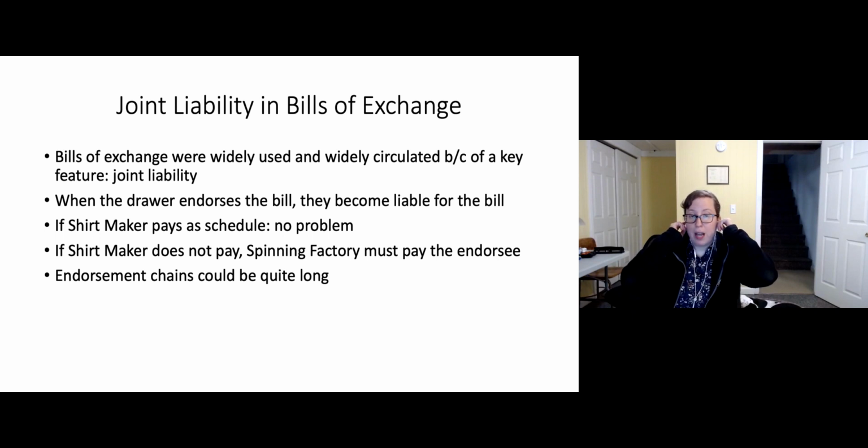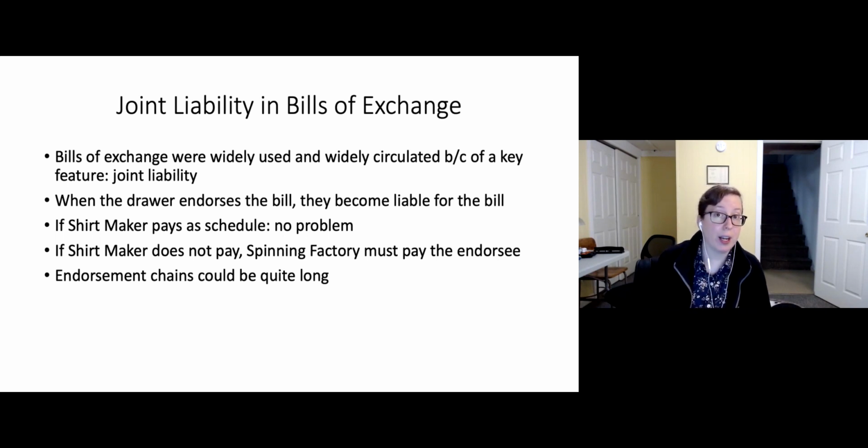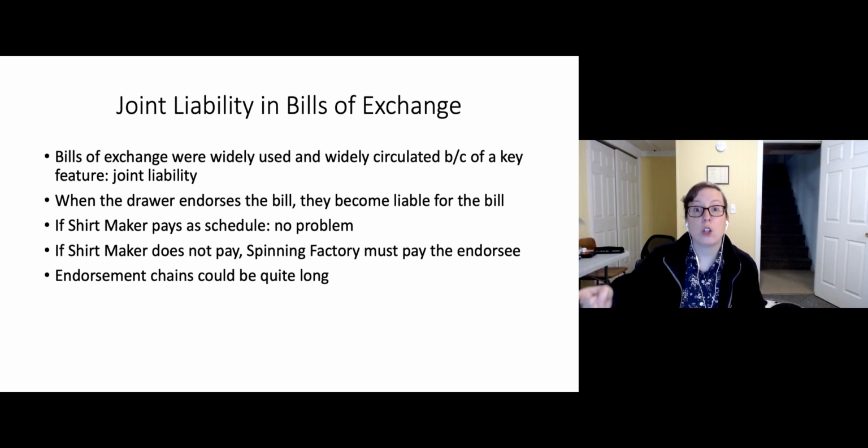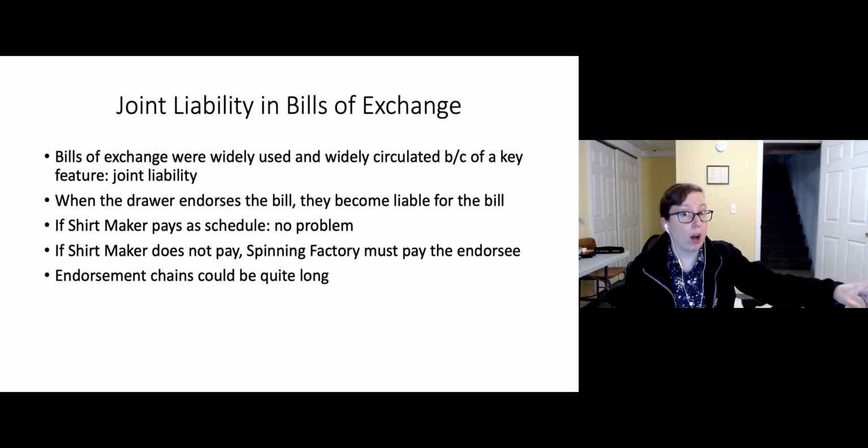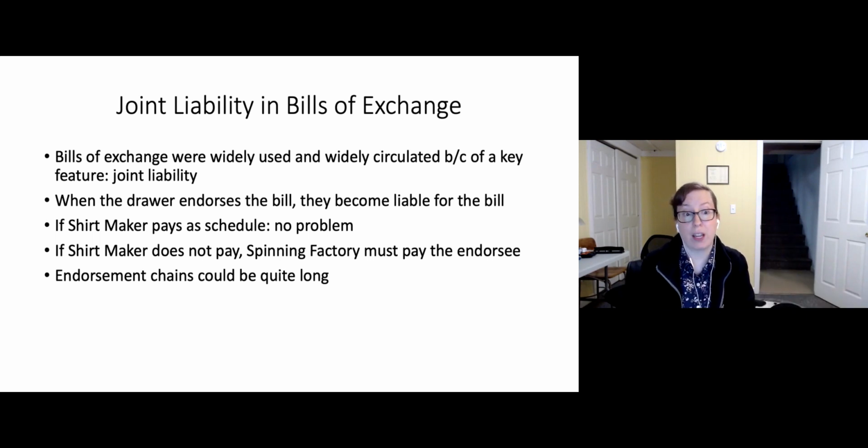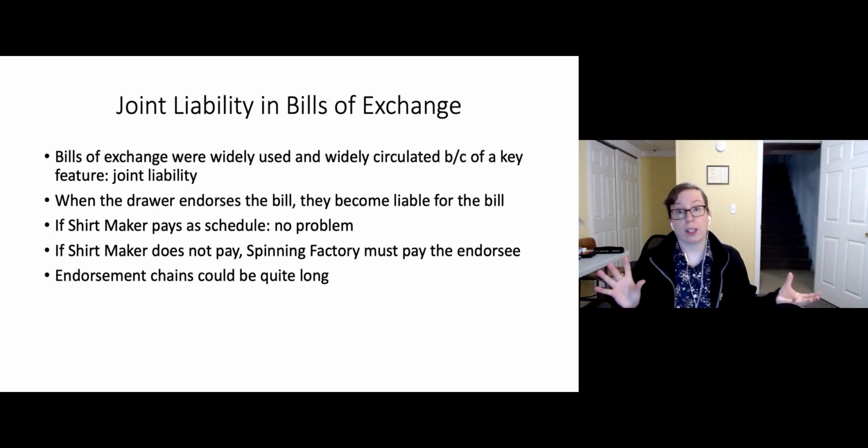If the shirt maker turns out to be a scofflaw, or they make shirts that are terrible and they can't sell them, what happens then is that the spinning factory, because they've endorsed the bill, now has to pay the endorsee. The spinning factory has to pay the person that they gave the bill to. So if you accept a bill through endorsement, you know you're going to get paid either by the original drawee or the endorser that gave you the bill. These chains of endorsement could be really, really long.